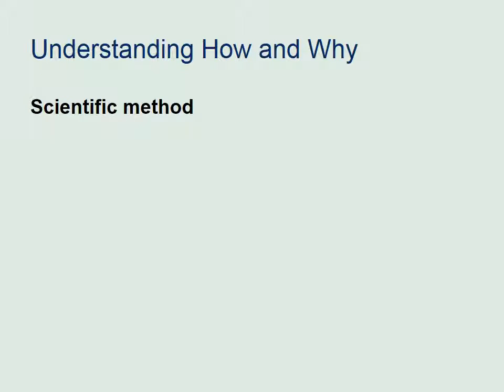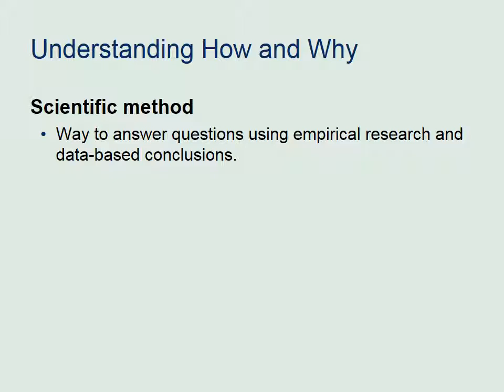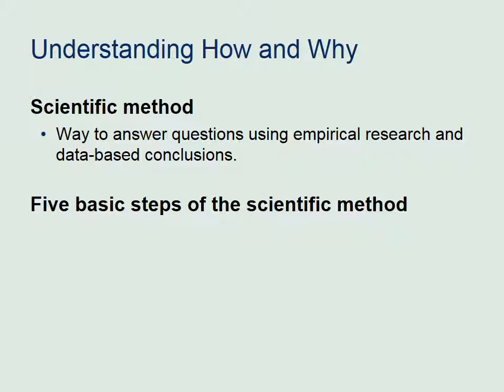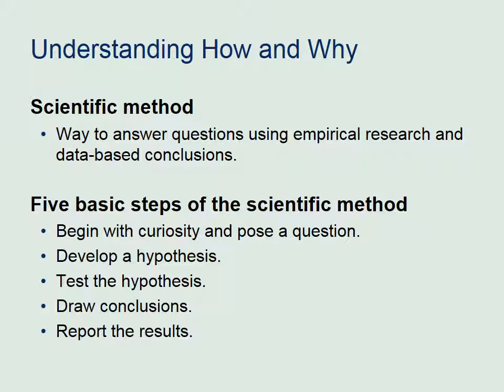Let's get started talking about the scientific method. And the scientific method is a way to answer questions using empirical research and data-based conclusions. There's basically 5 steps that we use for the scientific method. The first, we begin with a question. So you observe something and you have a question about it. You then develop a hypothesis. A hypothesis can also be thought of as a prediction.